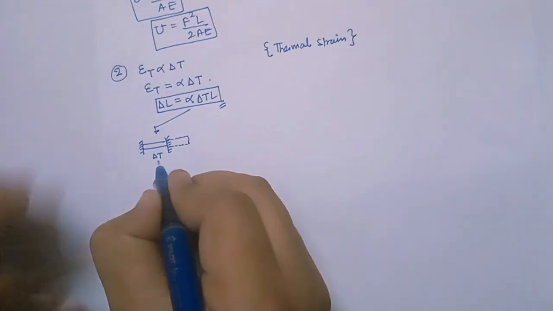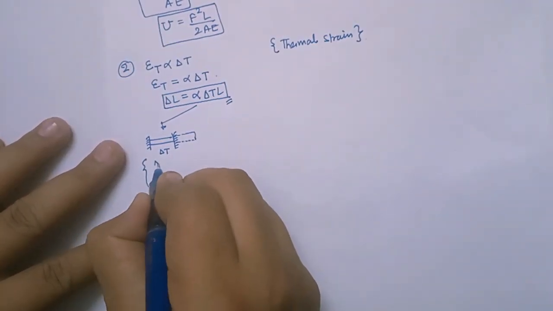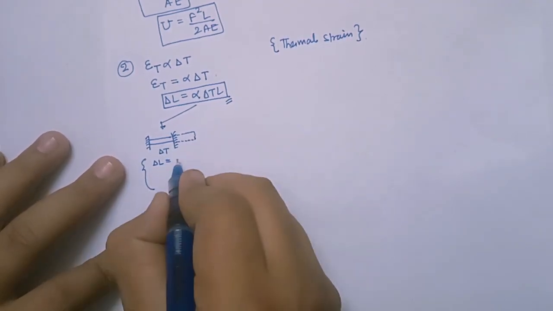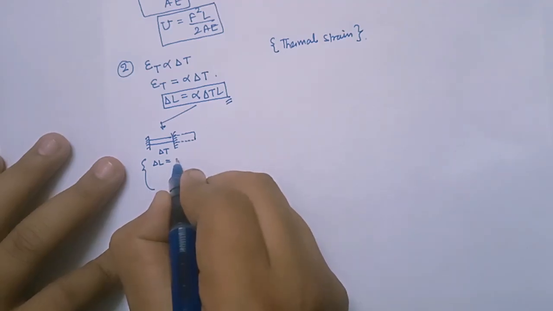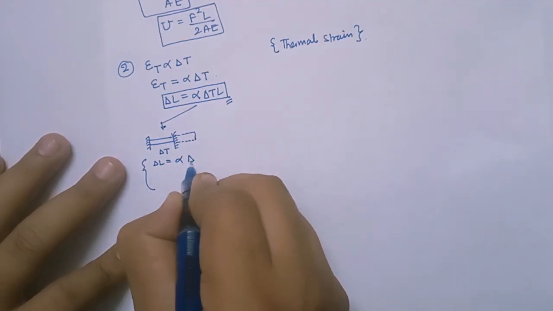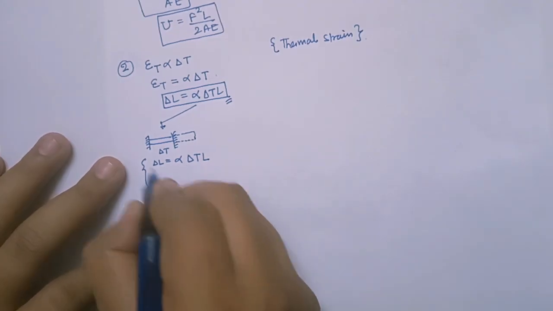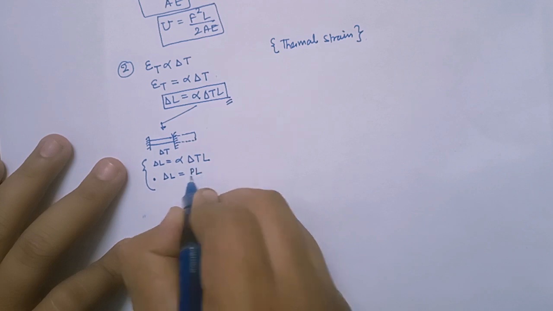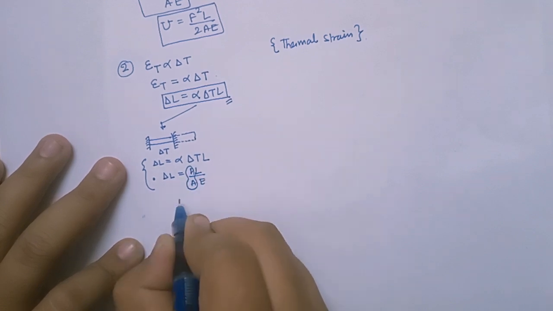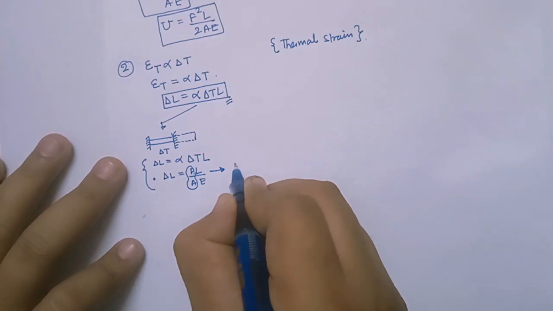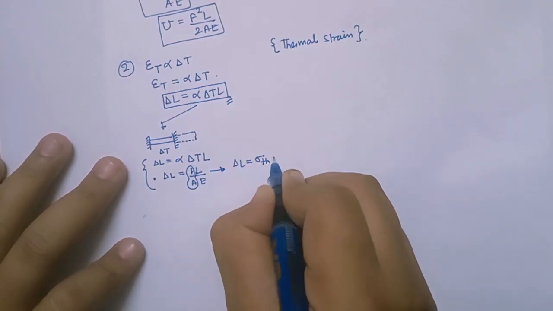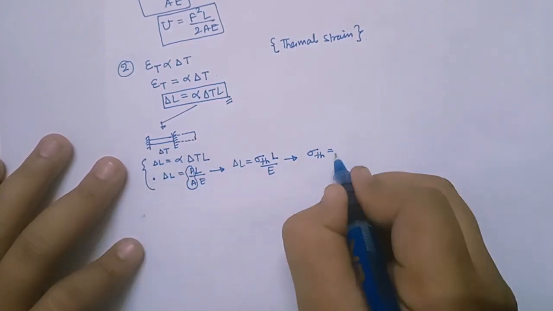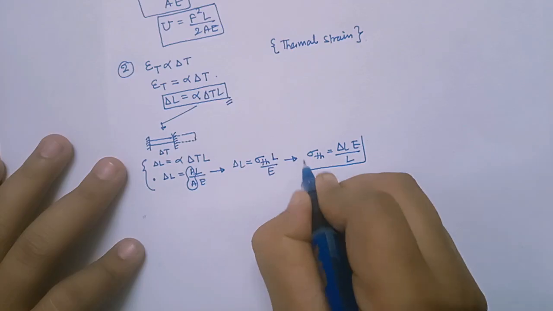And here you can apply a very short trick. If I calculate delta L, the change in length, let us assume this support is not present. If this is not present, then what will be the deformation? It will be alpha delta T into L, right? And just equate it with this. Delta L is what? Force, PL upon AE, and P upon A will be what? Thermal stress. So finally I am getting delta L is equal to thermal stress L by E, and from here I can calculate thermal stress, which is developed in this rod, as delta L E by L. So this is the thermal stress in the body.